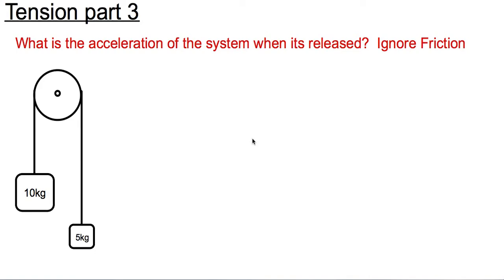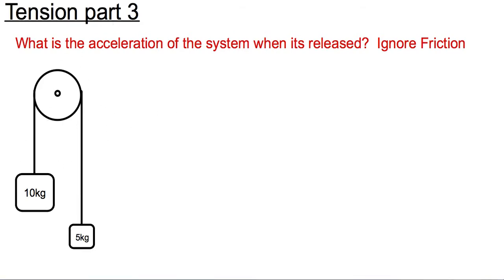Our last video in our little series about tension refers to something called Atwood's machine, which you can see in the picture over here. It's really just a pulley with two unequal weights added to the system. The idea here is this 10 kilogram weight is going to pull down more than this 5 kilogram weight can support, and it's going to cause this to start to move upward. The question is, what is the acceleration of the system once this is released?